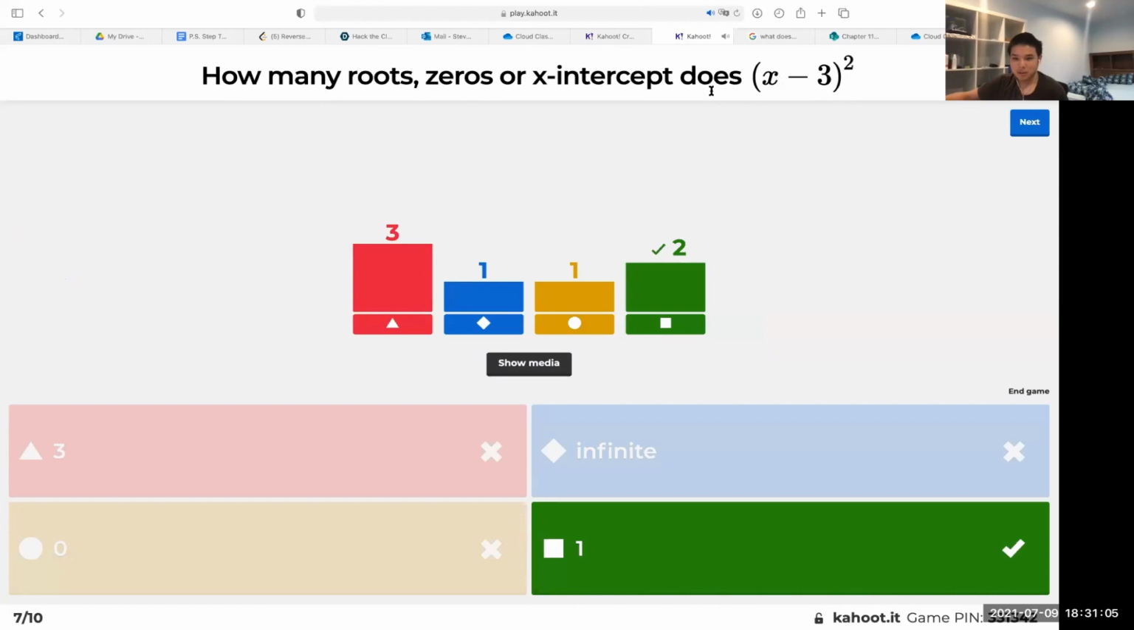Yeah, so this equation, x minus 3 squared, remember, since they have two x minus 3s, you just use one of them. So x minus 3 equals 0, you add 3, and you get 3 as the root. And that's the only root you have for this equation.